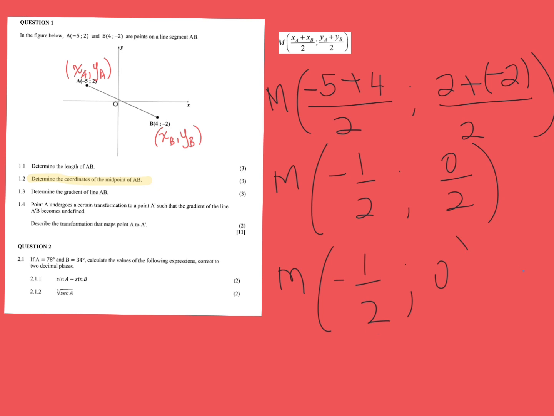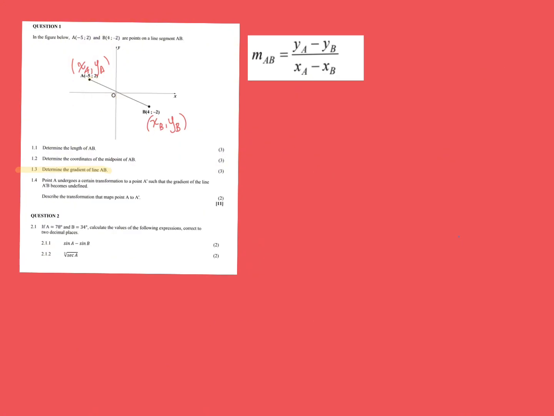So this is the midpoint. Basically the midpoint is the point in the middle of this line segment AB. Okay, so the midpoint is negative 1 over 2, 0. Let's move on to the next question.